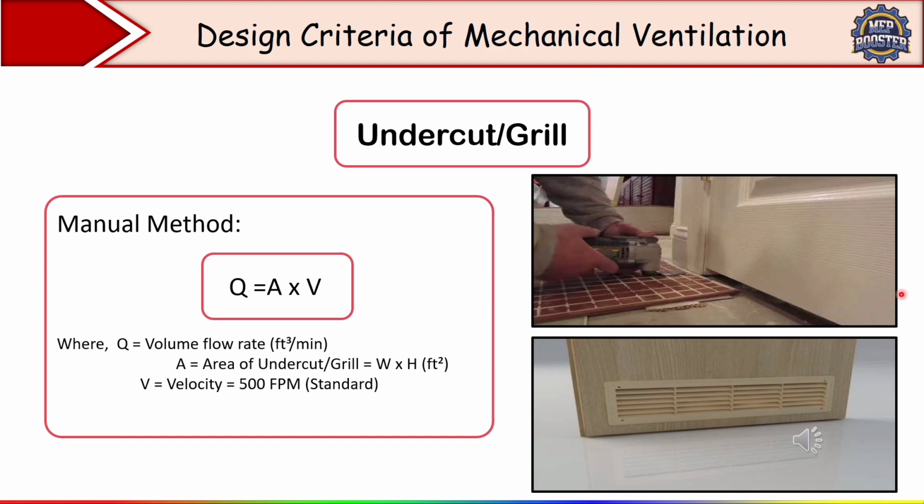A is the area of the undercut or grill. If you have selected a rectangular type of grill, the area of a rectangle is width into height, as it is written here. Now V is velocity, and we always have to maintain a standard velocity. We have to take 500 fpm, feet per minute. So based on this formula you can get the size of this grill.